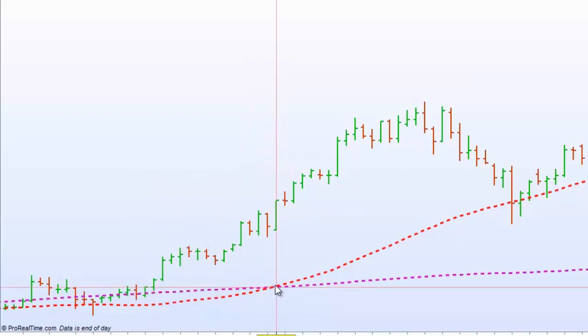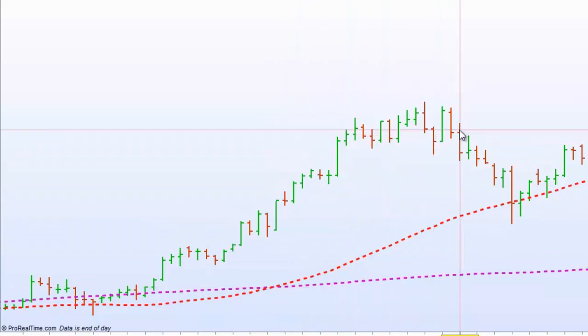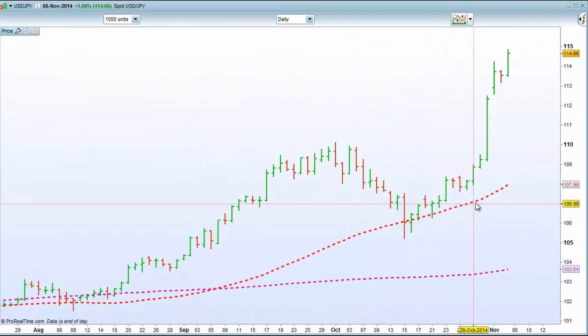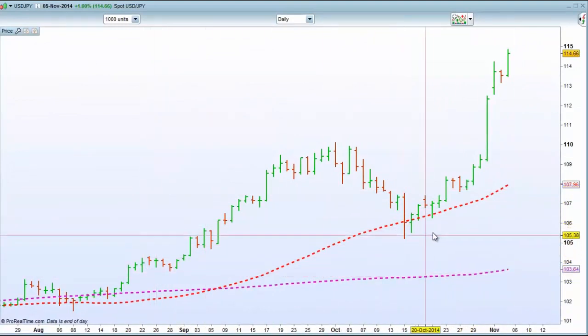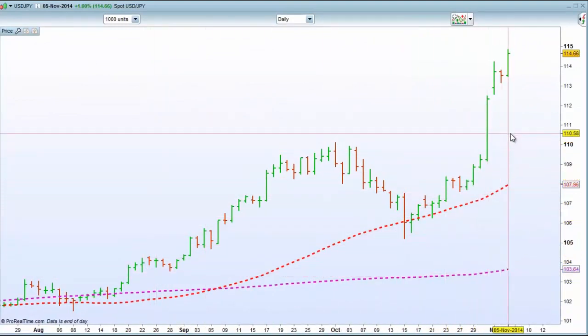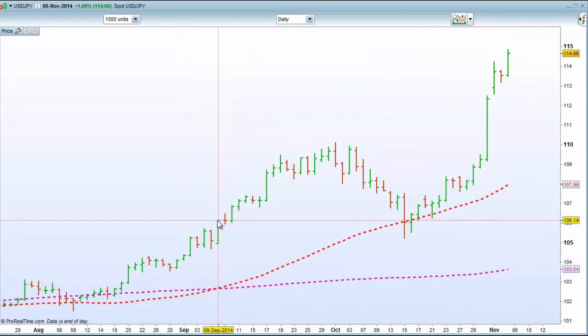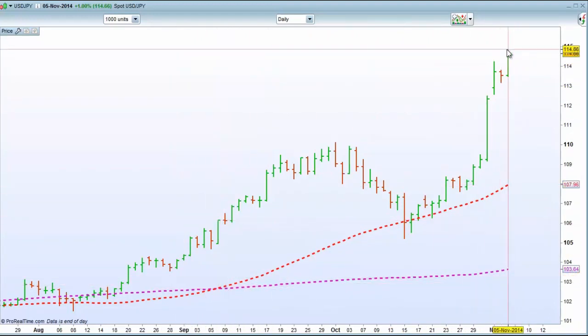And you can see that you would have never been stopped out of the market. Never do you get back below this crossover point. Actually, never do you get below this support level. And this is the way you trade this crossover. And you can see it's a very powerful trade. Look here, you have a whole huge move here from 106 to 114. That's a lot of pips.